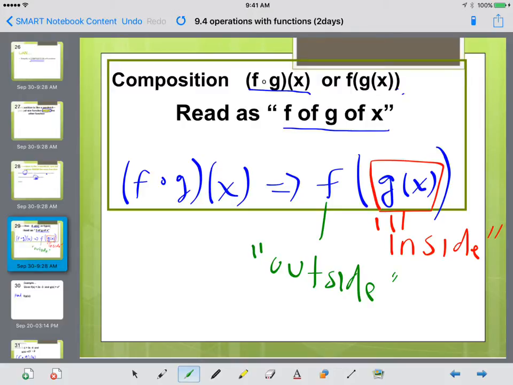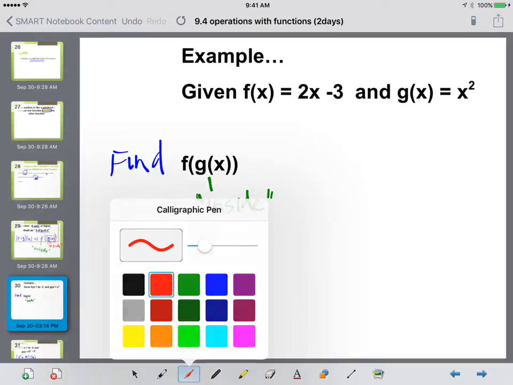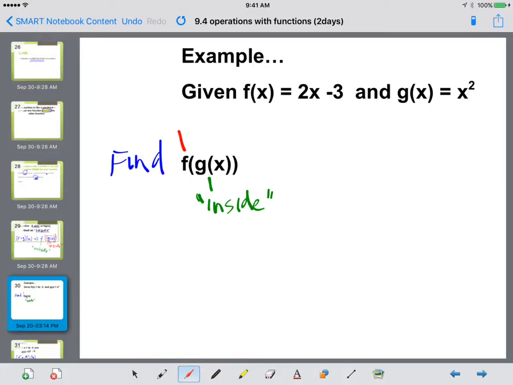Let's dive right into our first example. We have f of x is 2x minus 3, and g of x equals x squared. Find f of g of x. Well, again, we have g of x is my inside equation, and f of x, well, just f is my outside equation.